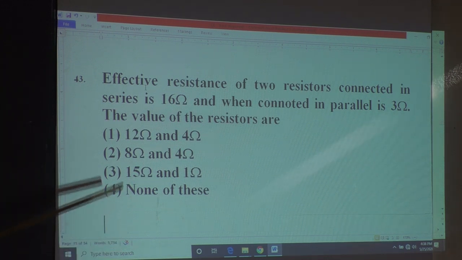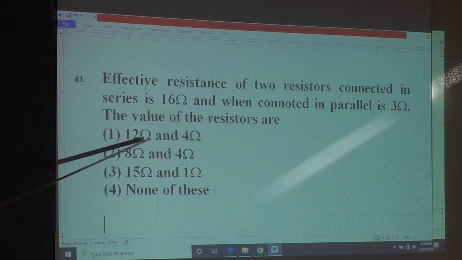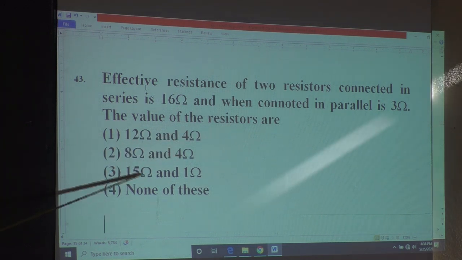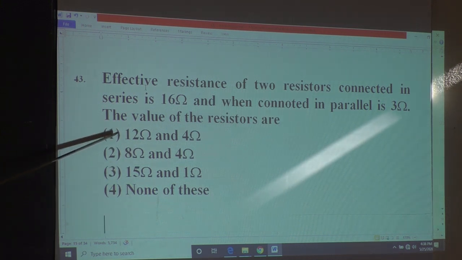See, for example, they are connected in series 16. Here you get 16. Here you don't get. Here you get 16. Out of these 2 options, 1 and 3 you have to select. When in parallel it is 3. Parallel combination 3 is only for this one, not this one. 15 into 1 divided by 15 plus 1 doesn't give you 3. This gives 12 into 4 by 12 plus 4.